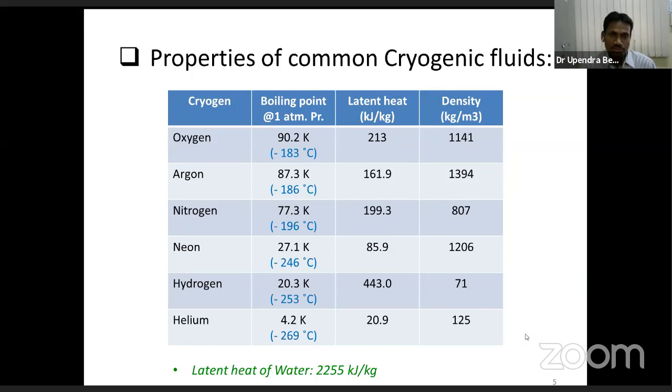In the atmosphere, if you see the boiling points of these cryogens at 1 atmosphere pressure, you can see they start in descending order of boiling point. Oxygen boils or liquefies at 90 Kelvin almost, the boiling point at 1 atmosphere pressure.